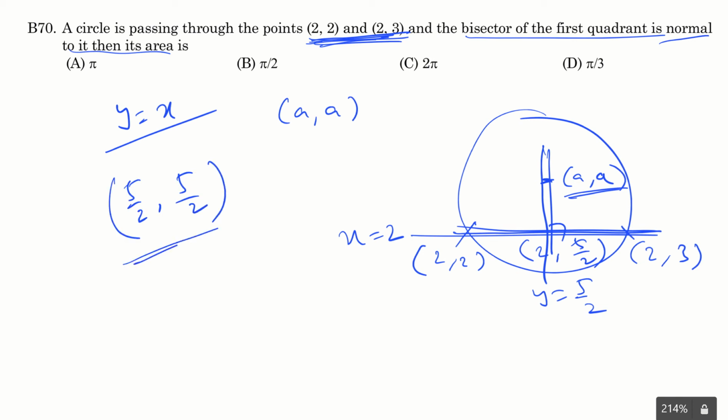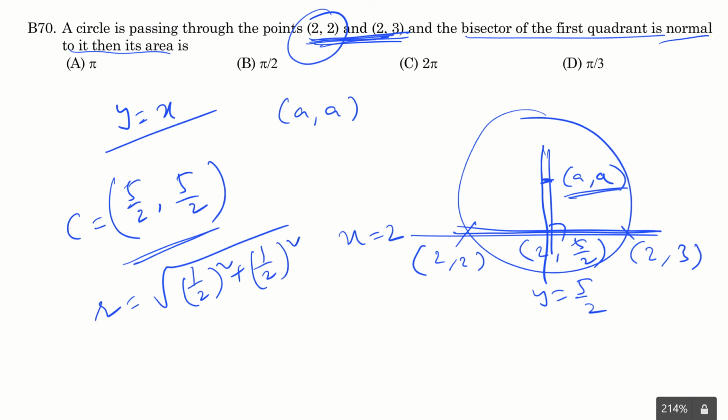Now you got the center of the circle and you have a point on the circle. So you can find the radius. You simply apply the distance between the points. You have radius is equal to root of (5 by 2 minus 2), that is 1 by 2, whole square, plus similarly 1 by 2 whole square. So you are getting radius as 1 by root 2. Therefore, area is equal to pi r square. You got your answer. Let's go to next problem.